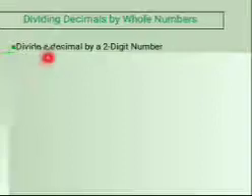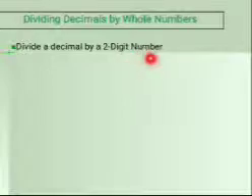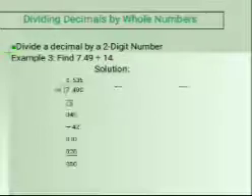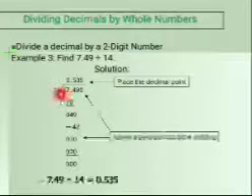Now, let's look at dividing another question now. Divide a decimal by a 2-digit number. The last 2 examples now, they are just what? 1-digit numbers. Now, an example on 2 digits. Find 7.49 divided by 14. So this 14 is 2 digits, right? Now, the solution. What you need to do here is, you will say 7 divided by 14.